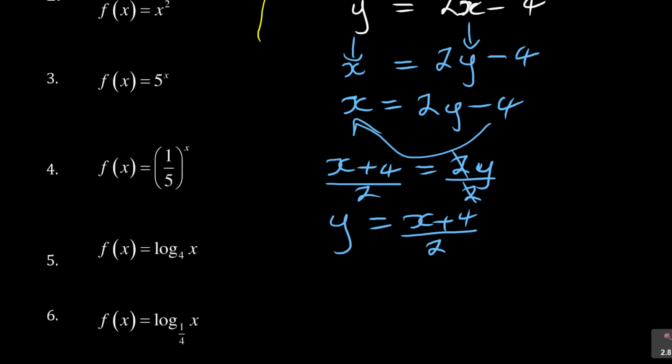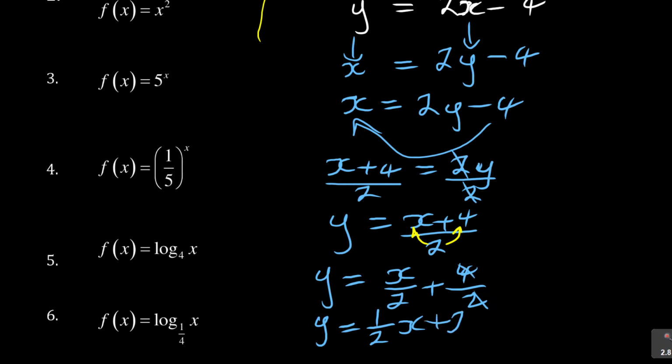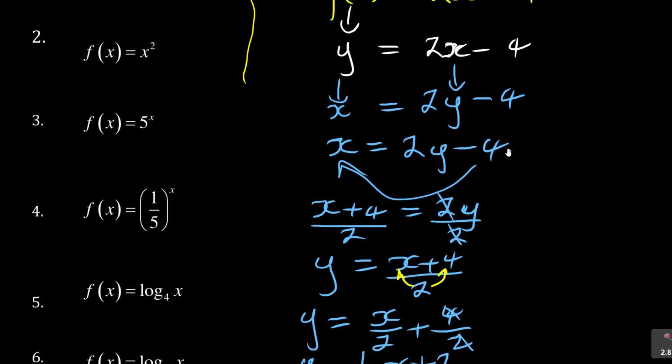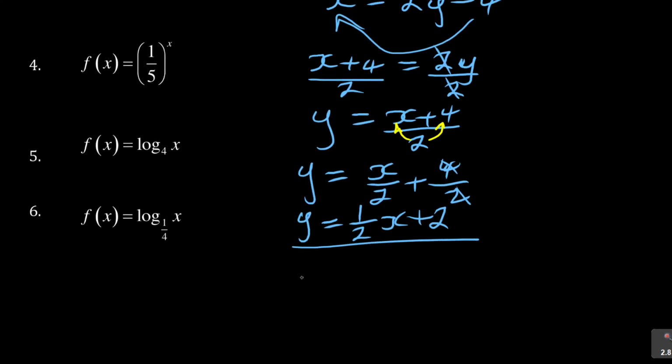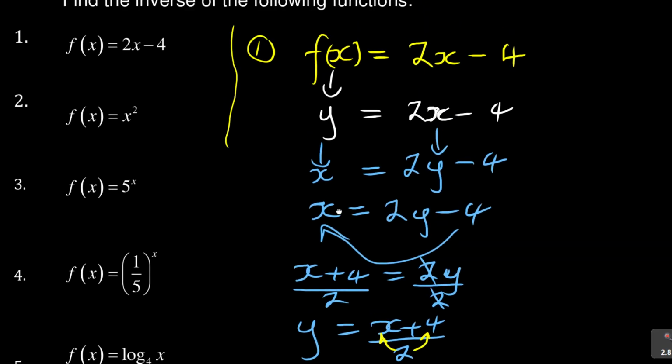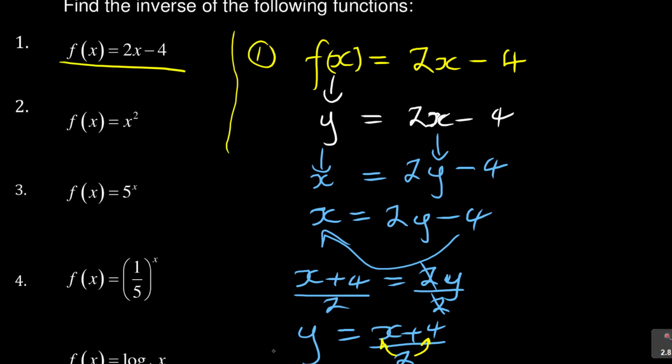But one way that is most proper, you can even write it like this: y is equal to, because this 2 affects the x and the 4, it is allowed to write it as x over 2 plus 4 over 2. So now y becomes x over 2, which is half x, and then 4 over 2 is plus 2. See, you have managed to write the inverse. So how do you write it? If this was f of x, this is how you write it: f inverse with a negative 1 of x is equal to 1 over 2 x plus 2. Are you getting that? So this is the inverse of f of x is equal to 2x minus 4. So that is that. Let's look at the next one.